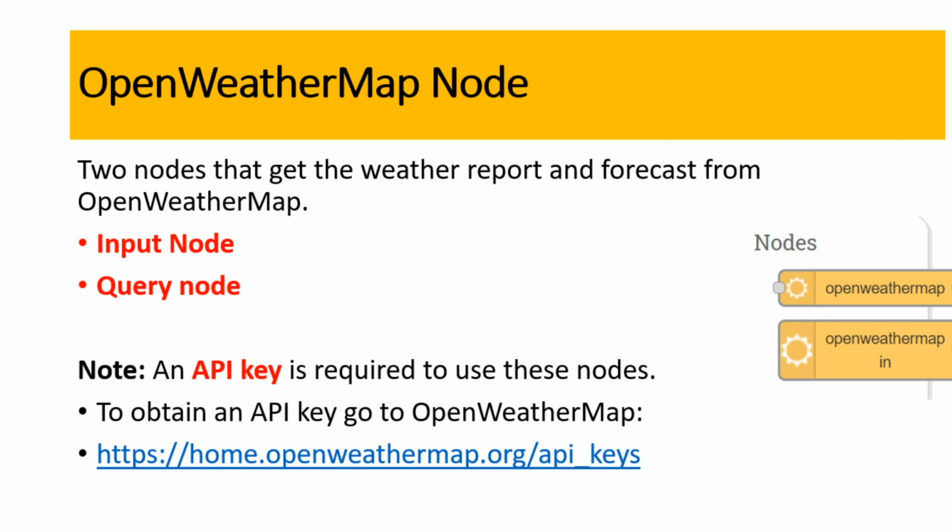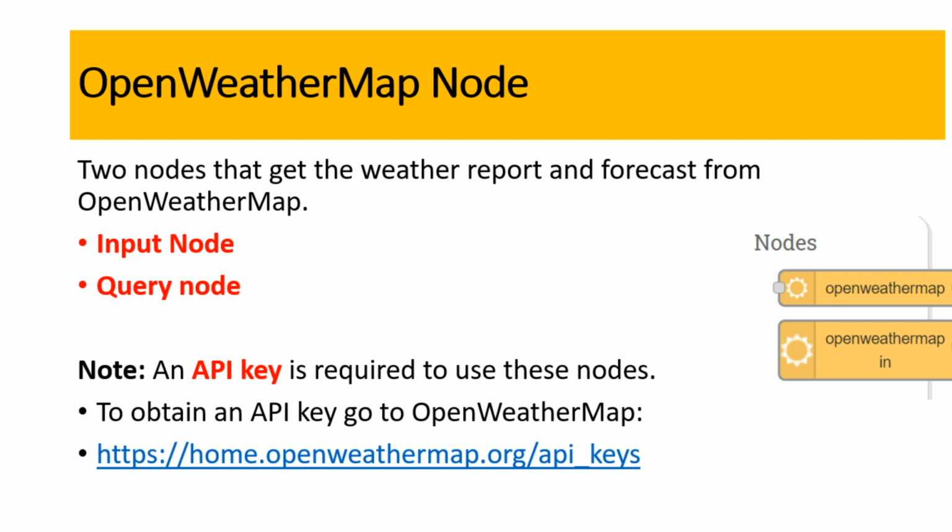This Open Weather Map node has two variations to perform the weather report and the forecast. One is the input node, another one is the query node. So this is the Open Weather Map input node and this is the query node. For these two nodes, an API key is very essential. Unless we provide the API key, we couldn't retrieve the real-time weather data from this location.